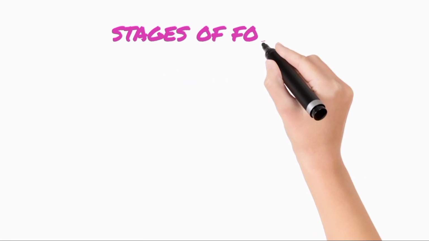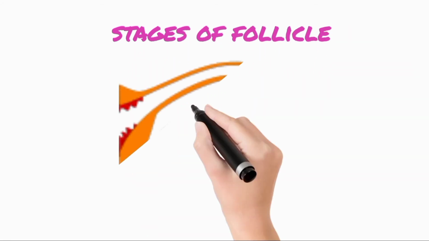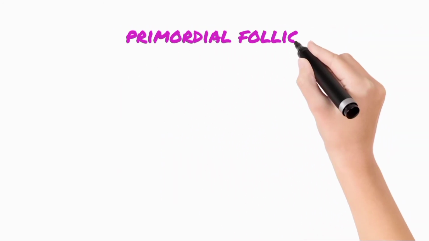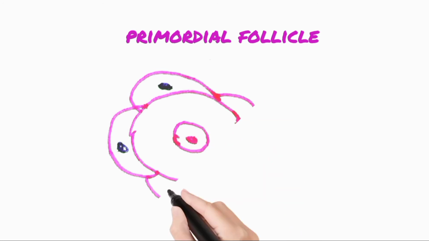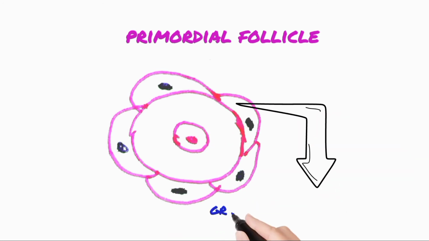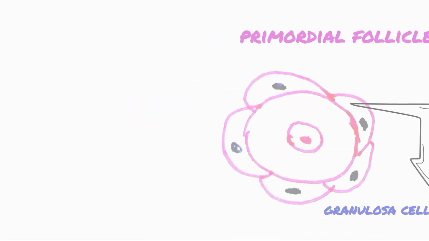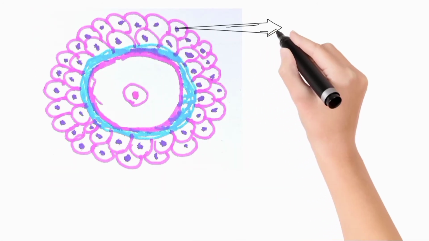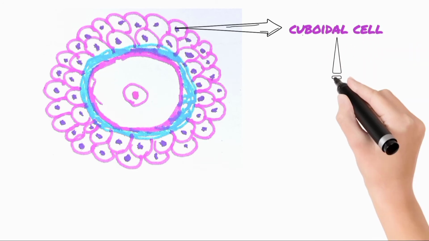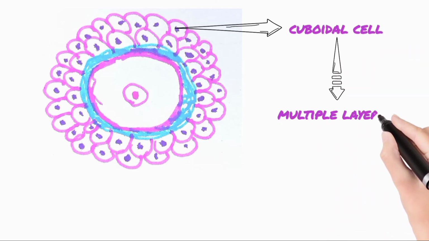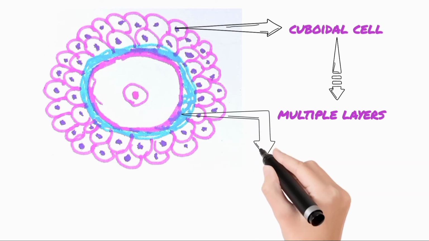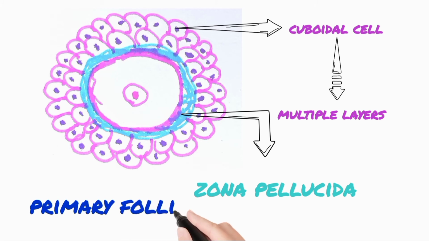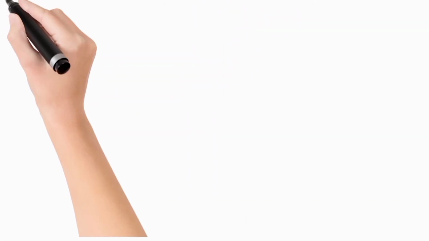Now we are moving on to the follicular stages throughout reproductive life. In the primordial follicle, the granulosa cells are spindle shaped. Then the spindle cells are converted into multiple layers of cuboidal granulosa cells. Then the primary germ cell is surrounded by a glycoprotein layer, the zona pellucida. This stage is known as the primary follicle.